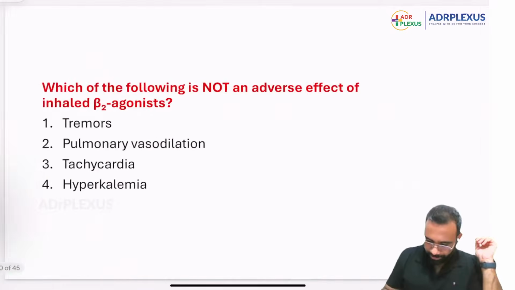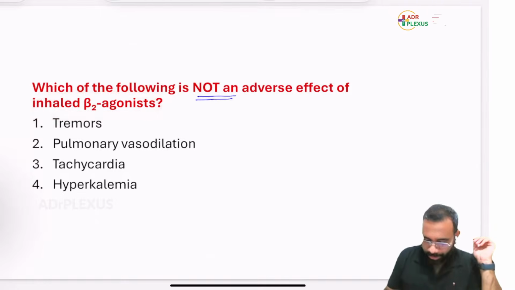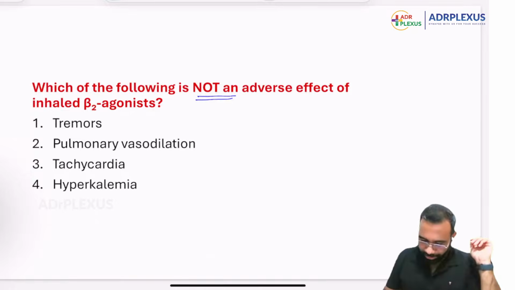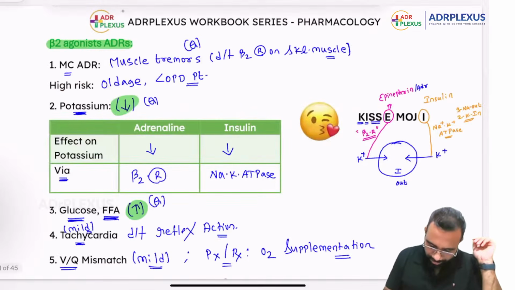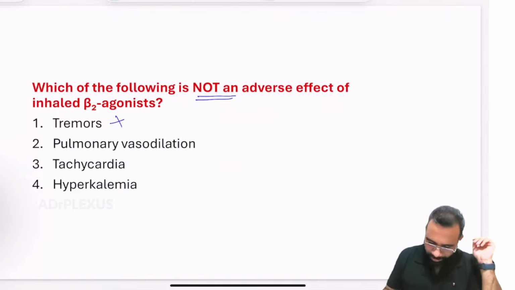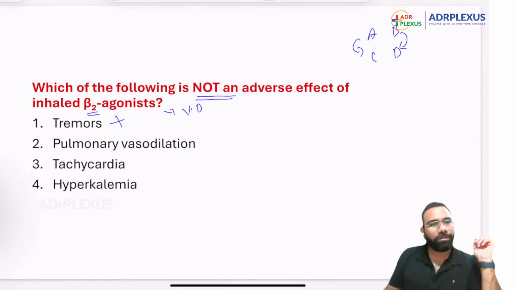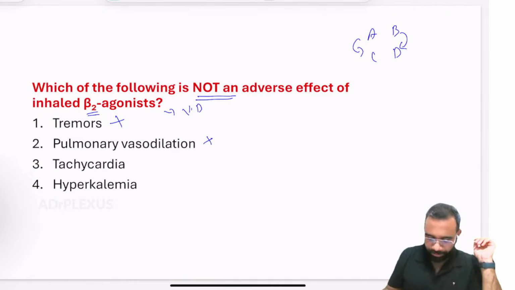Now come to the next one. Which of the following is not an ADR of inhaled beta-2 agonists? He asked what is not an ADR. If you see our workbook, the most common ADR is tremors, so definitely it is not the option. Beta-2 agonists, as I told you, produce vasodilation. A causes vasoconstriction, B causes vasodilation, so definitely this is not an option.